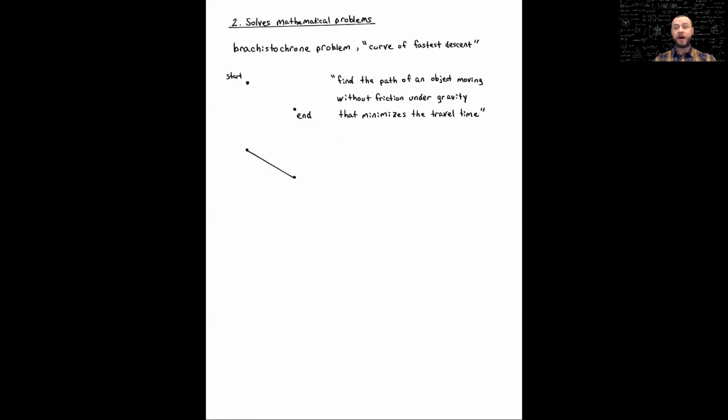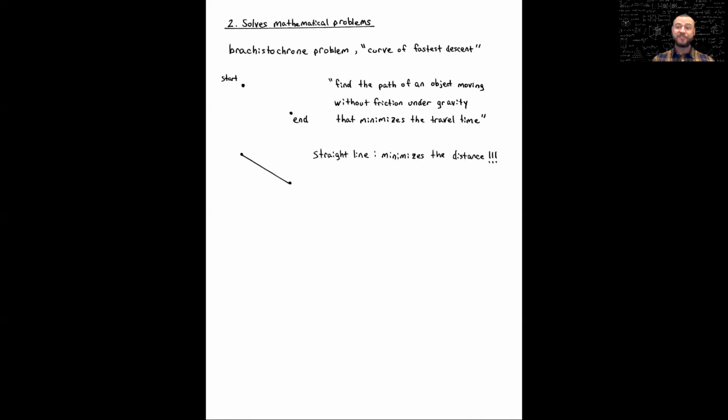Now, one possible curve, which is not really a curve, it's just a straight line, is this, going from the start to end point in a straight line. Now, this does minimize something, but unfortunately, it is not the answer to our problem. A straight line is going to minimize the distance traveled. So this minimizes distance, not the travel time.